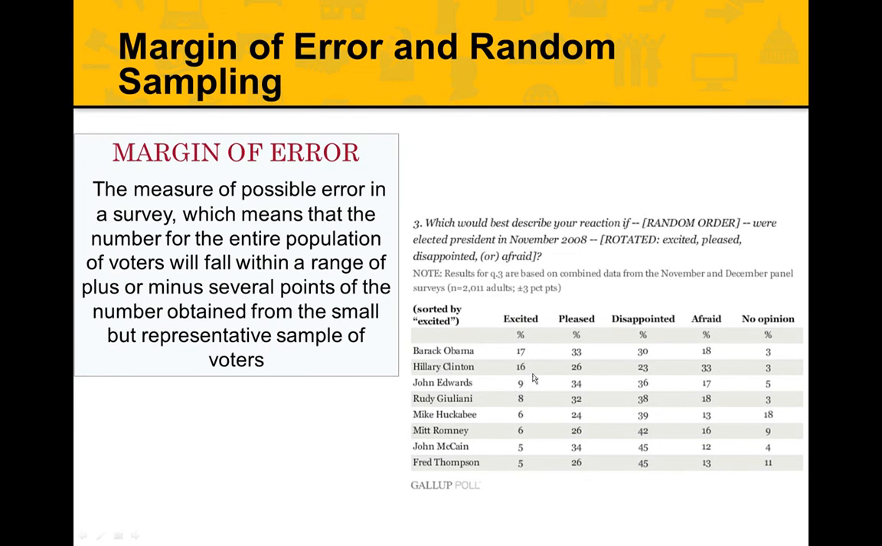So even though Barack Obama and John Edwards seem to be 8 points apart, this might be 13 and this might have been 12. But generally speaking, we can look at this and say 17% of the public were excited about Barack Obama becoming president, 33% were pleased, plus or minus 3 points. So that's what that plus or minus means when you see that in surveys.